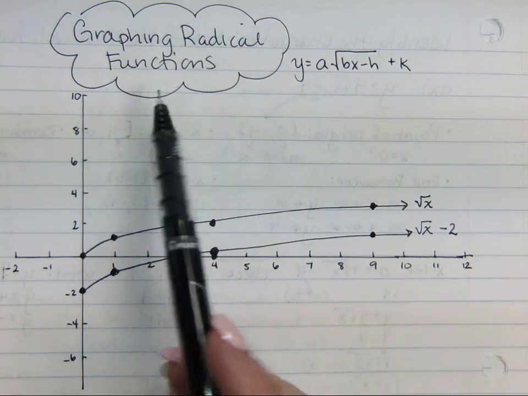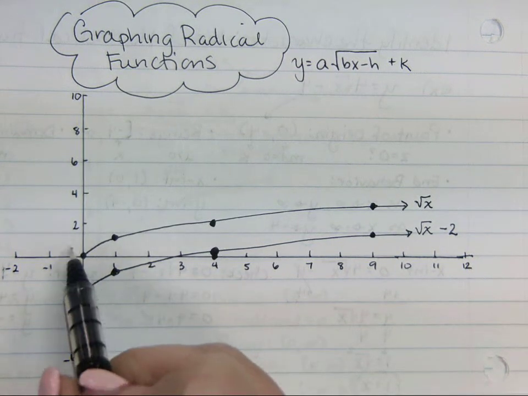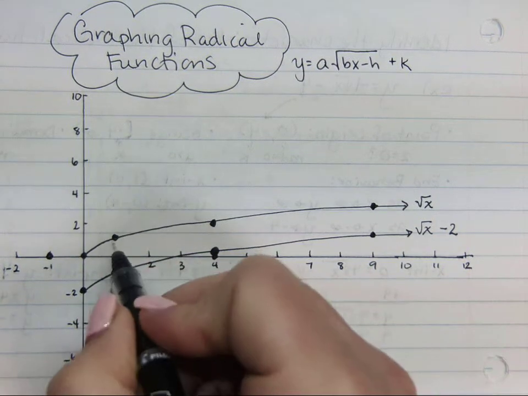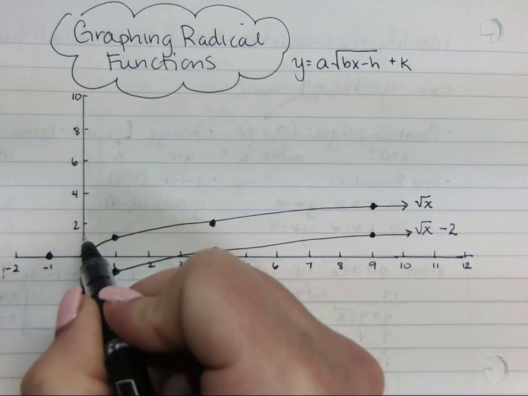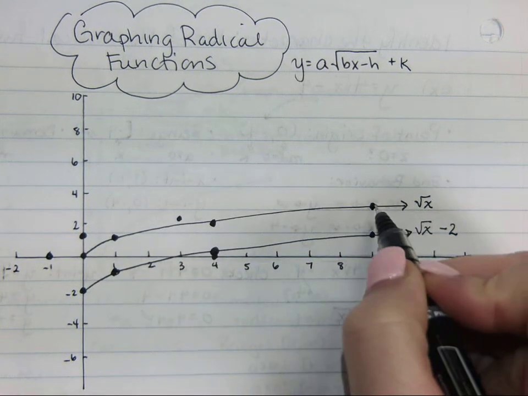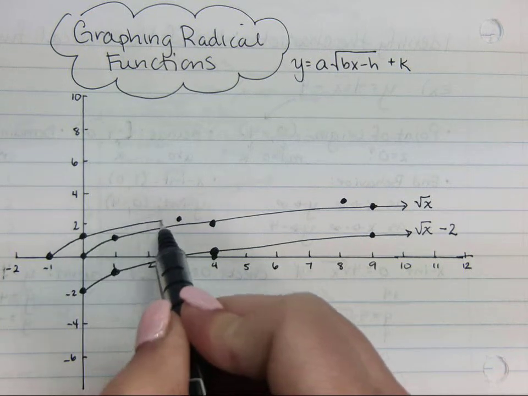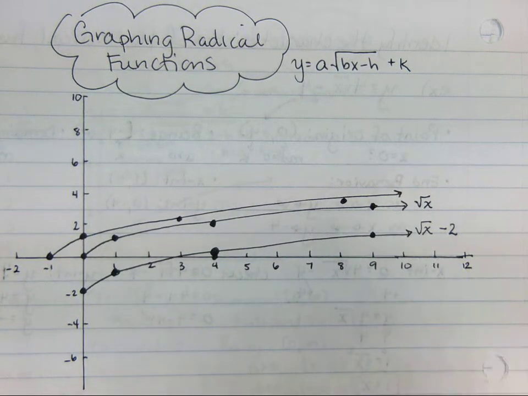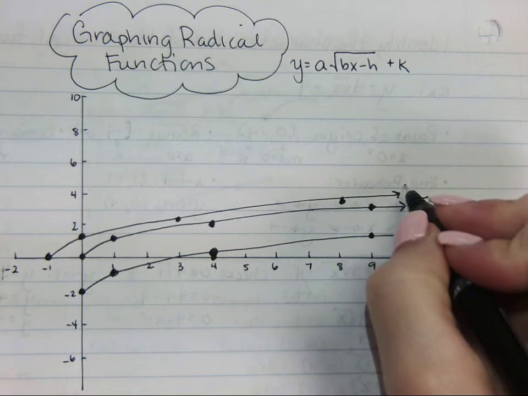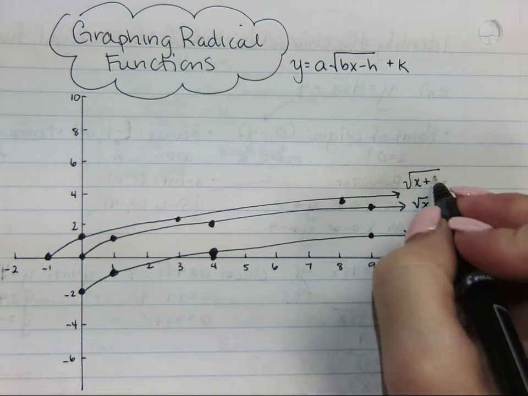Now, if I want to move these over some, say I take all these coordinates and I move them to the left by 1. So instead of being here, it's going to move to the left by 1. And so all of these coordinates are going to go to the left by 1. And then I connect them. Now what's happened is the x value has changed, and so this would be the same thing as the square root of x plus 1.